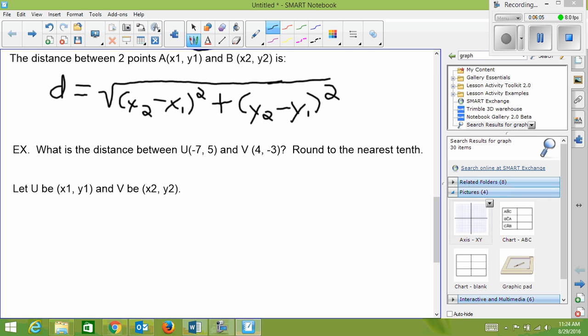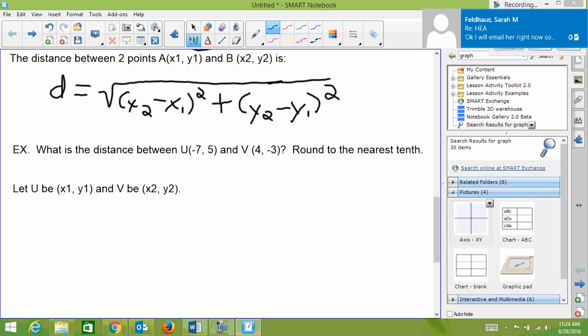So it says, what is the distance between U, which is at -7, 5, and V, which is at 4, -3? And we're going to round it to the nearest tenth. And so we're going to say that U is my x1, y1, and V is the x2, y2.